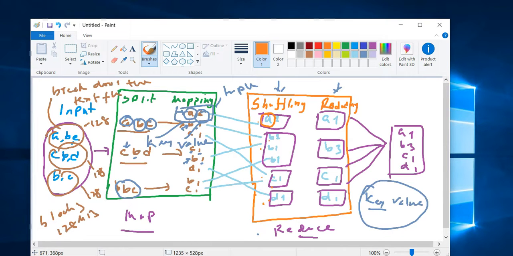And then at the reducing stage, what are we doing? We are combining all of this, okay? And we can see that the occurrence for A is 1, B is 3, C is 1, and D is 1. And that is what we are getting at the very end, the output. The whole thing can be called the MapReduce system.